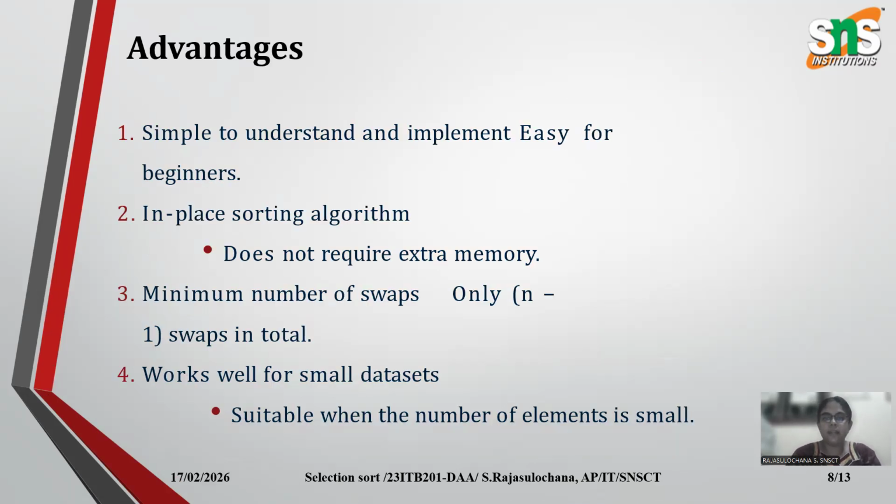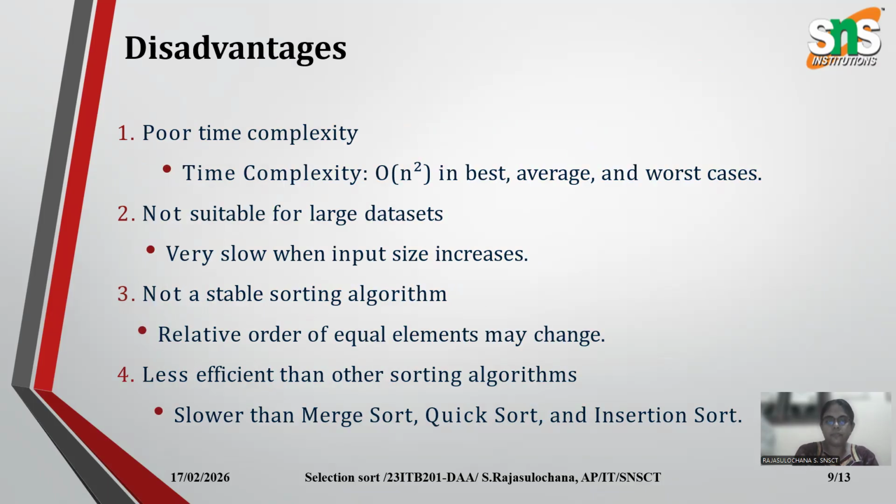Here are some of the advantages of the selection sort algorithm. This is one of the simplest algorithms and easier to understand. It is also an in-place sorting algorithm similar to bubble sort, which means it does not require any extra memory. It requires only a minimum number of swapping operations to perform sorting. When the data set is smaller, the selection sort algorithm is more suitable.